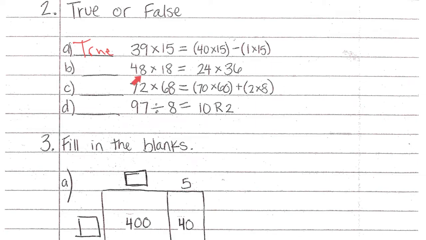Now, are they trying to trick you over here? 48 times 18 is the same as 24 times 36. Are there any number relationships I could look at? Maybe I could get my highlighter out to help. If I look at 48 and I compare that to 24, isn't 24 half of 48? Or you could say 48 is 2 times as much as 24.